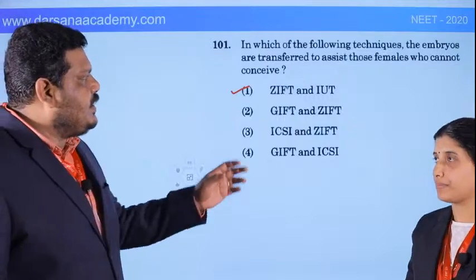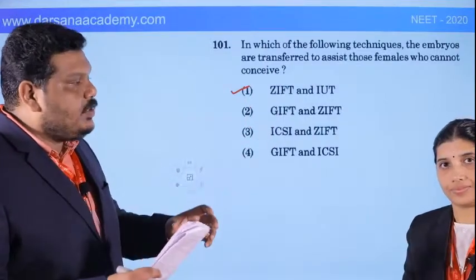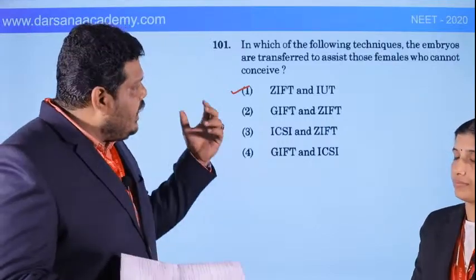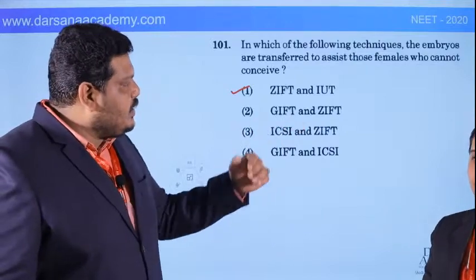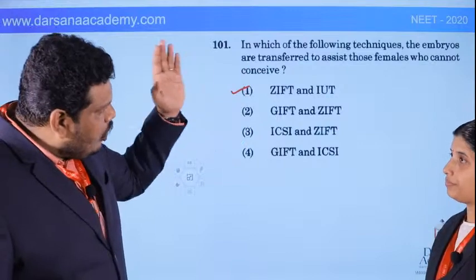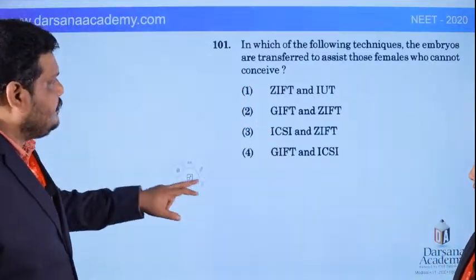GIFT, gamete intrafallopian transfer, means the person does not have the capacity to produce a proper gamete. In those cases, we are providing a gamete inside. ICSI is also there, ZIFT, GIFT and ICSI. So most of the time, the option should be ZIFT and IUT. So move on to the next question.